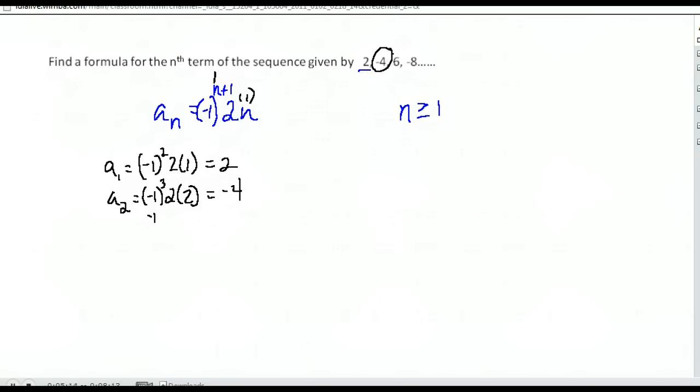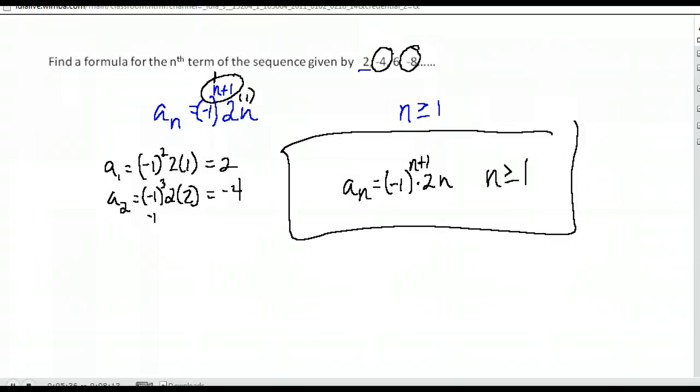So if you have alternating positive negatives, that's what you want to do. You want to put a negative 1 raised to a power. So our answer would be a sub n, or the nth term, would be negative 1 to the n plus 1 power times 2n, starting at n equals 1 and going greater than that. I know these are a little tricky, but that's one trick that might come up from time to time. That's how you get alternating positive and negative.